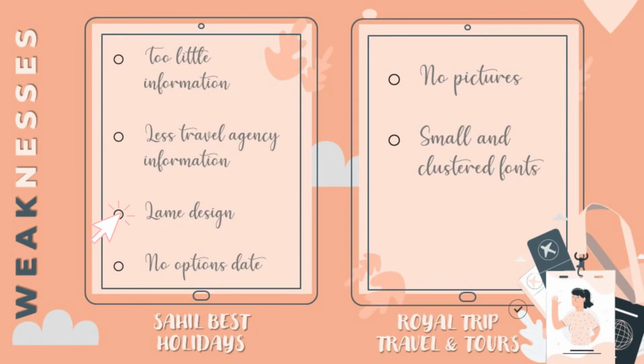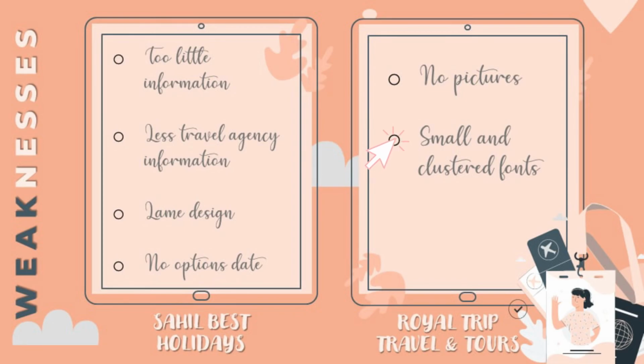The design of the tour brochure is also a bit too old school and lame. This can make the brochure difficult to attract the younger travelers. There are also no optional details such as travel dates and flight details. As for the international brochure, the Royal Trip Travel and Tours brochure does not include any interesting pictures. Hence, it is going to make it quite hard for the travelers to have some image of the activities and places that they will be going to.